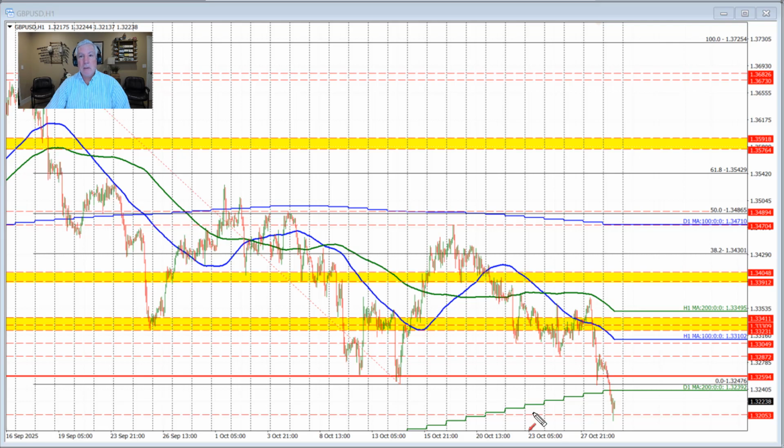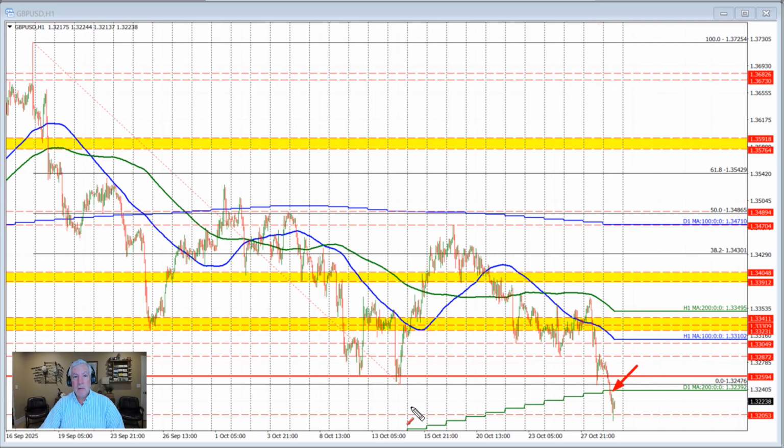That move to the downside saw the price extend below the 200-day moving average and also below this double bottom. This double bottom came in around the 132.47 level. We came down to test that level. It actually moved a little bit below yesterday, but could not sustain the momentum and rallied into the close.